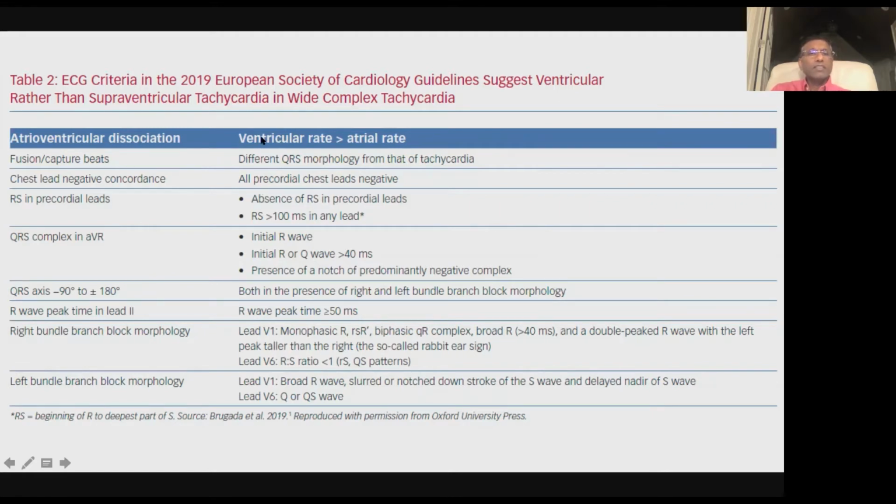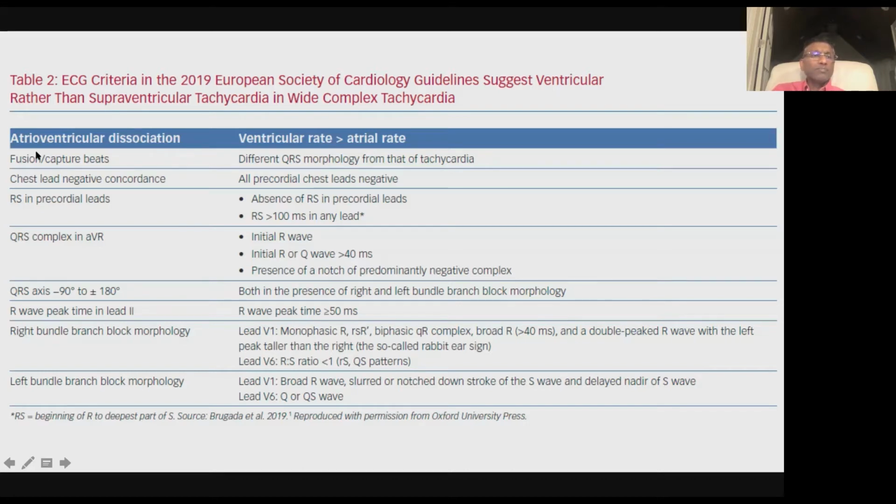And here are some helpful criteria to keep in mind for SVT versus VT with a wide complex tachycardia. Remember, you need to keep the concept in your mind. You don't need to memorize a million criteria. You just need to keep the main ideas in your mind. So if there is AV dissociation, we know we have VT for sure. If the A's have nothing to do with the V's, then this is VT. Specifically, if the ventricular rate is greater than the atrial rate, there's AV dissociation with the V going faster than the atrial rate, then we know we're in VT.